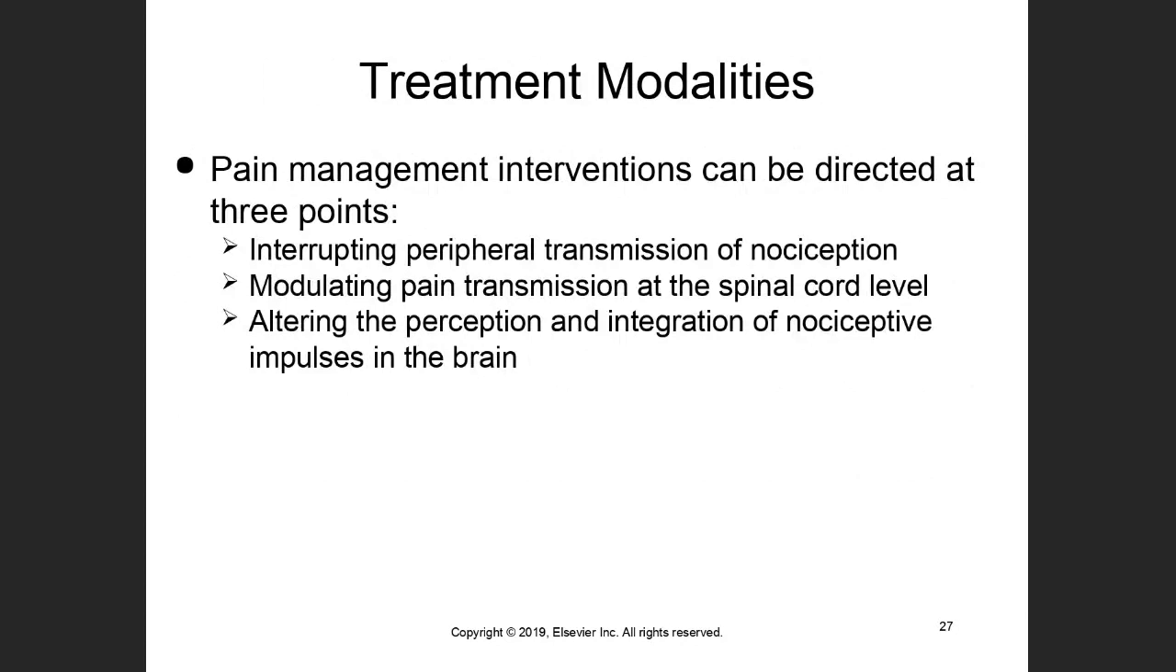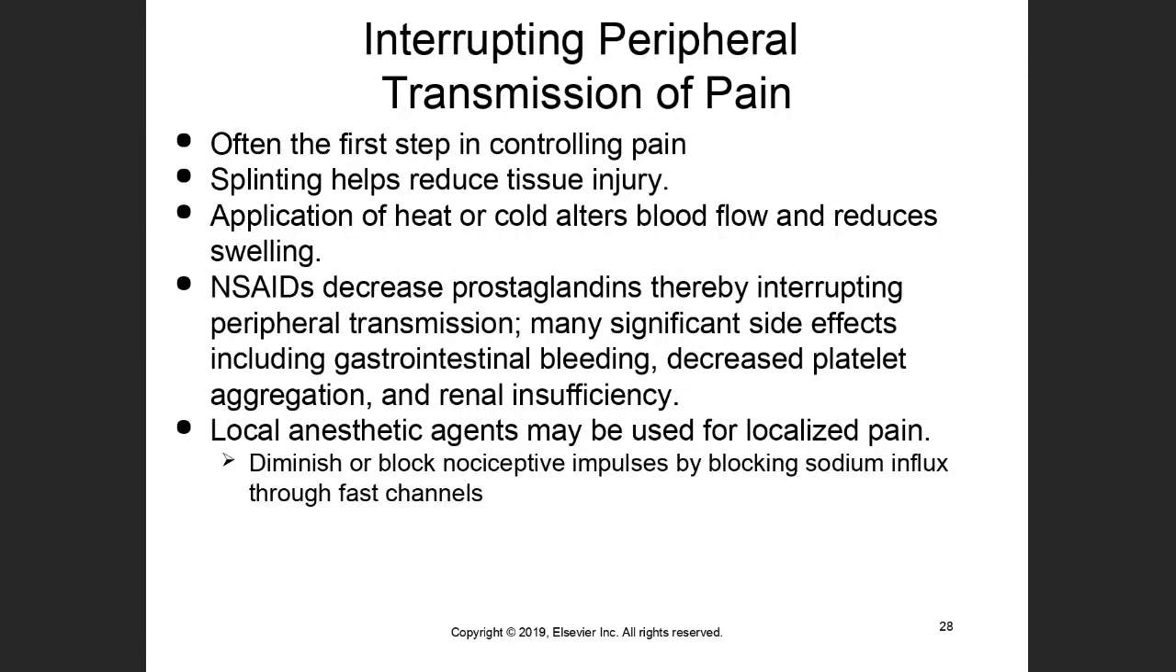Treatment modalities. In management, intervention can be directed at 3 points: interrupting peripheral transmission of nociception, modulating pain transmission at the spinal cord level, and altering the perception and integration of nociceptive impulses in the brain. Interrupting peripheral transmission of pain is often the first step in controlling pain. Rest helps reduce tissue injury. Application of heat and cold alter blood flow and reduce swelling; also NSAIDs and local anesthetics.